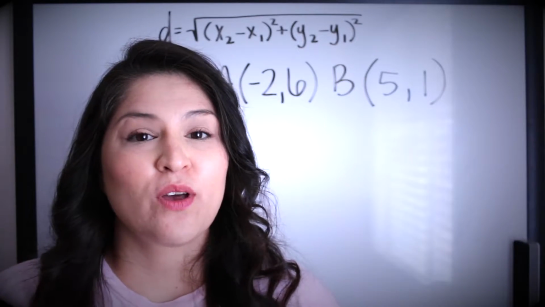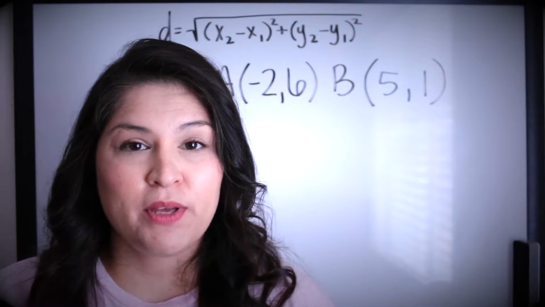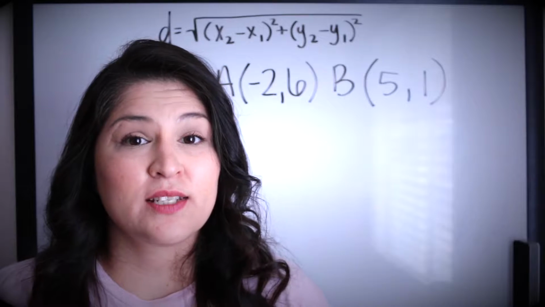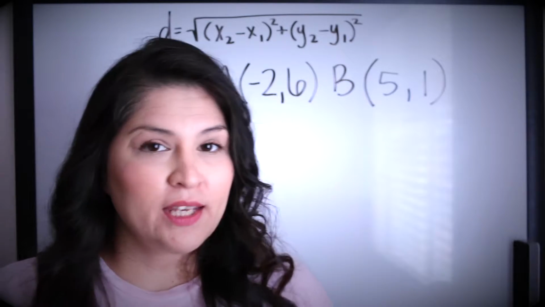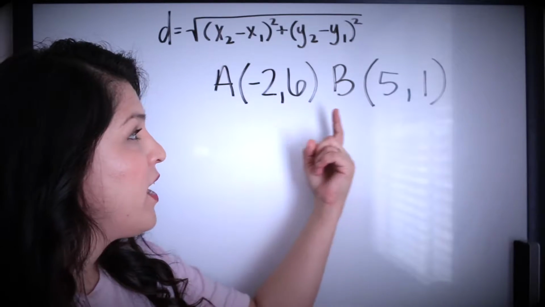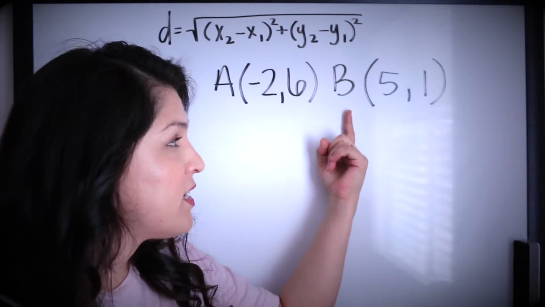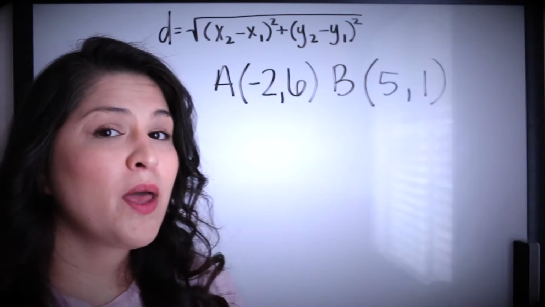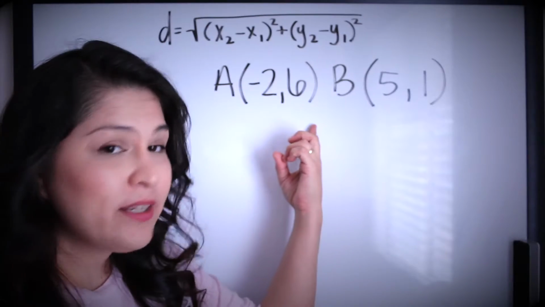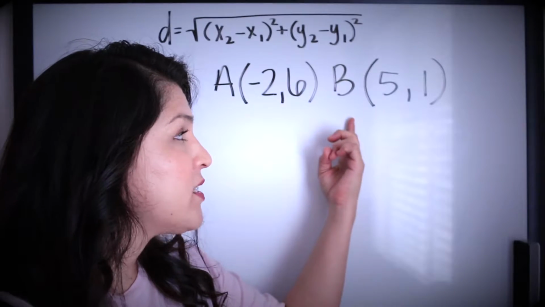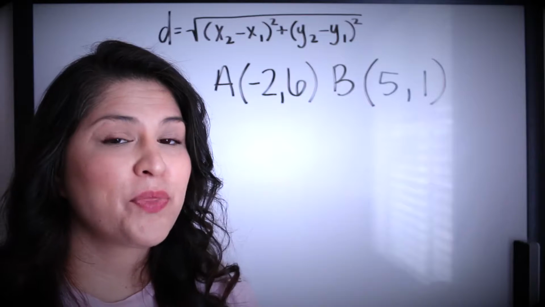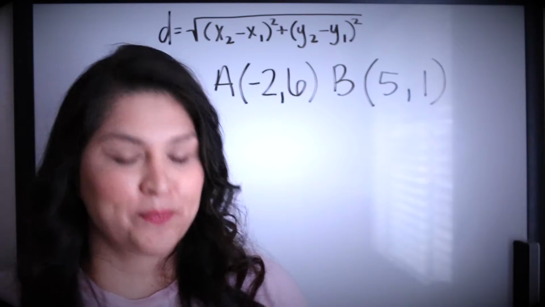Okay, guys, one last thing that I do want to mention is that the ordering of the x's and the y's doesn't matter. What I mean is that A can be assigned x1, y1, and so B would be assigned x2, y2, but A can also be assigned x2, y2, and B would then be assigned x1, y1. The ordering doesn't matter. So let me go ahead and explain.